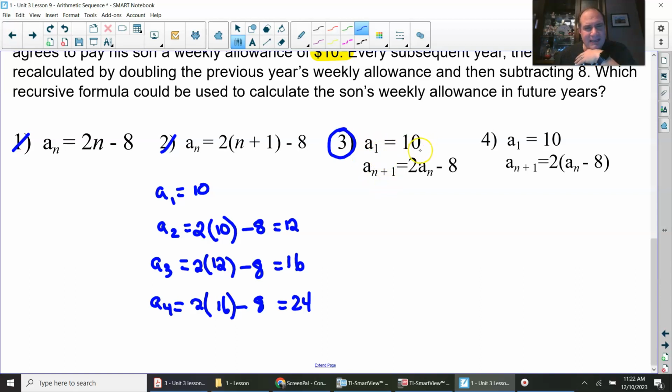A sub 1 equals 10. Right? And then if you put a sub 1 plus 1, that's a sub 2 equals 2 times a sub 1, with you putting the 1 in here. This is 10 minus 8. That's exactly what I have. Then if you do a sub 3 equals 2 times a sub 2, a sub 2 is 12, times 12 minus 8. This is the same thing. So 3 is what the answer is.